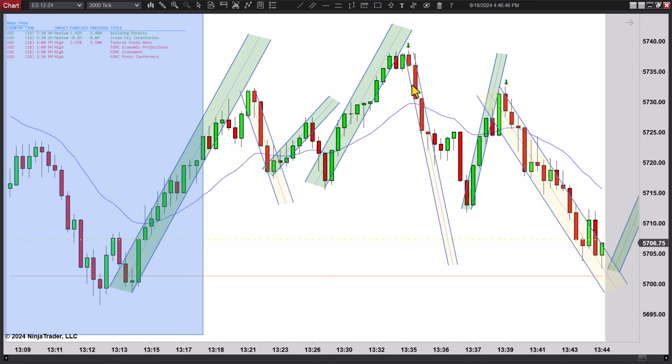So I like this one. And again, your hope is just to ride it back to the EMA, and anything more than that's gravy. But you could have got a nice little move out of that.